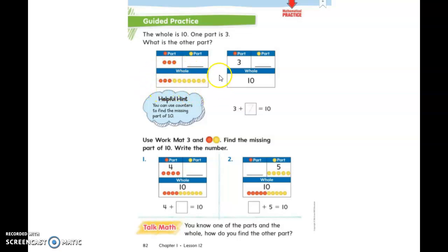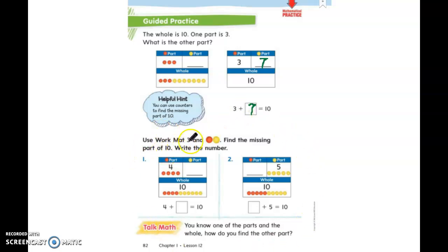So boys and girls, if we look over here, here's our numbers. The whole is 10. There's our whole, 10. One part is 3. There's our 3. What is the other part? And we decided we had 7 yellow counters. So we're going to come up here, we're going to get our pen, and we are going to write a number 7 right there. All right, boys and girls, here is our answer. They gave it to us. A 7 right there.